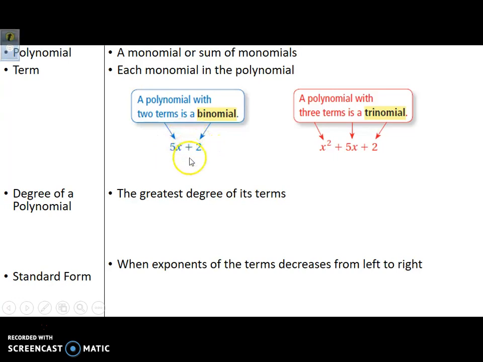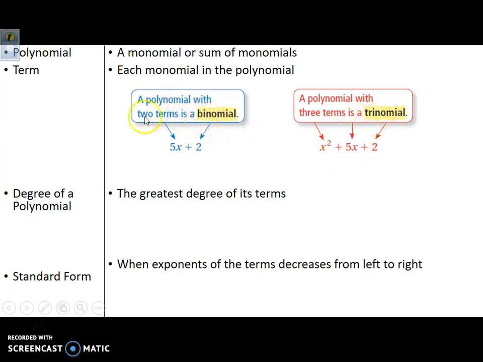Two monomials added together makes this a binomial. Okay, here's the sum. Binomial, it's not a monomial. 5x is a monomial and 2 is a monomial. Together they're a binomial because there's 1, 2 of them. This red one is a trinomial because there's 1, 2, 3 terms of monomials. 1 monomial, 2 monomials, and 3 monomials. Trinomial.